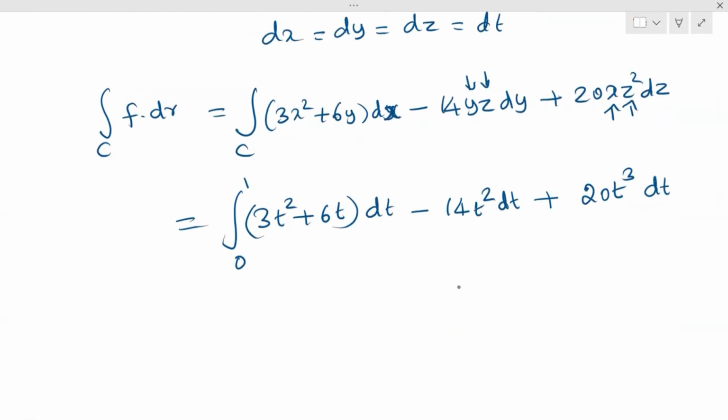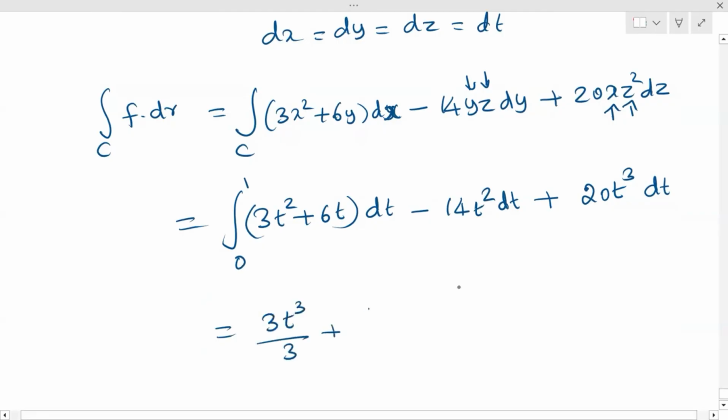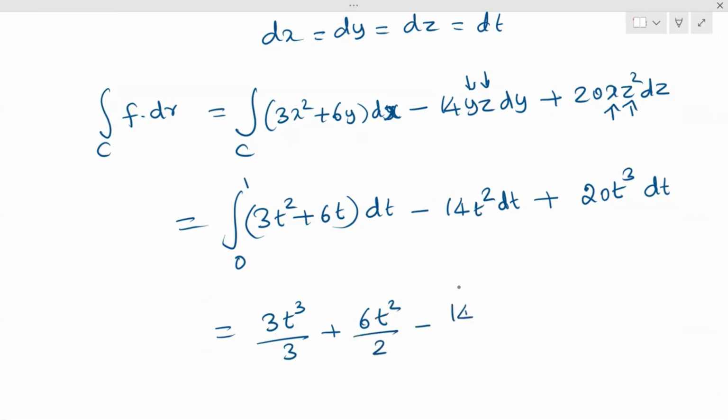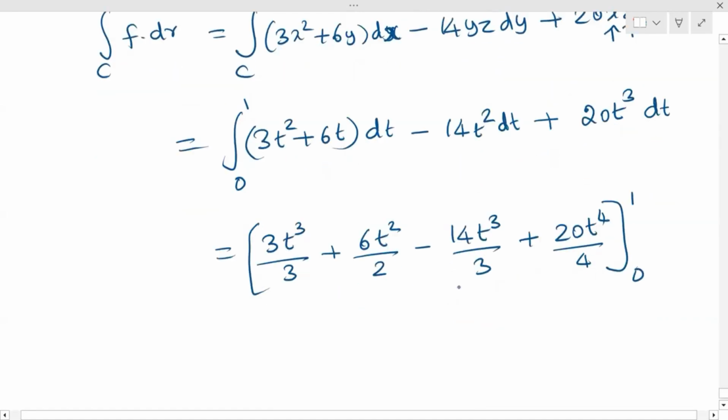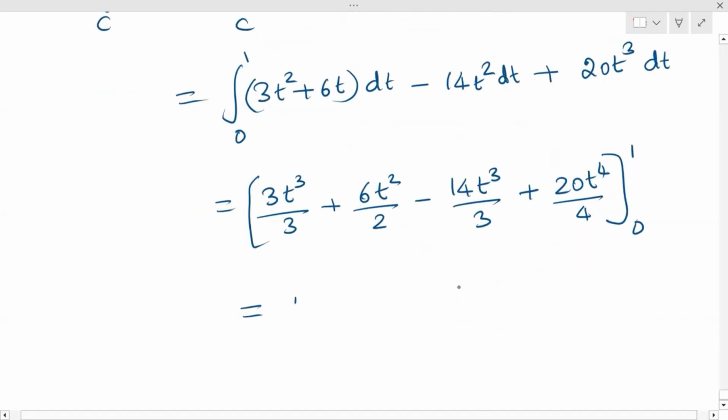Now we can do the integration. So the first term integration 3t cube by 3. Second term 6t square by 2. Third term minus 14t cube by 3. Fourth term t power 4 by 2. The limit is 0 to 1. Now apply the limit. We will get 1 plus 3 minus 14 by 3 plus 5, which is nothing but 13 upon.